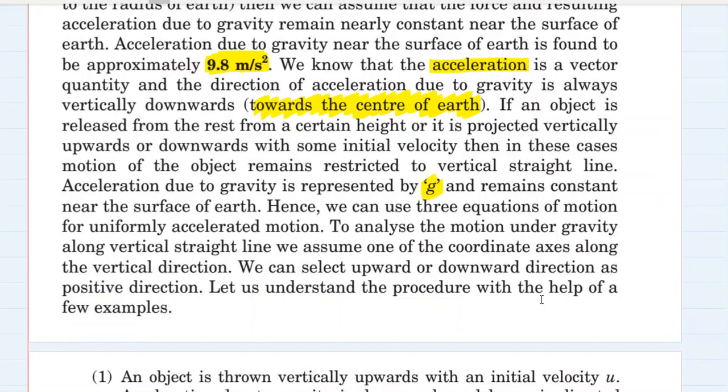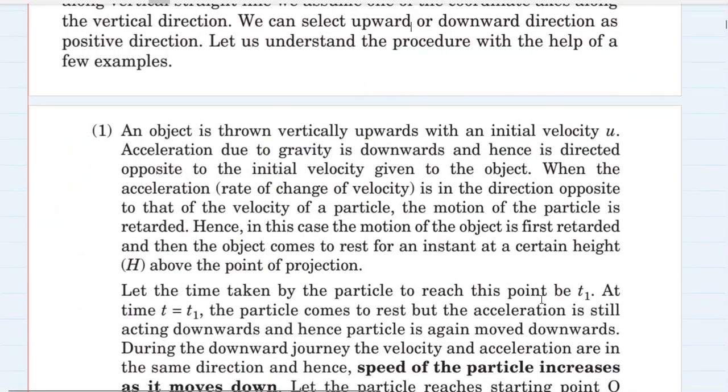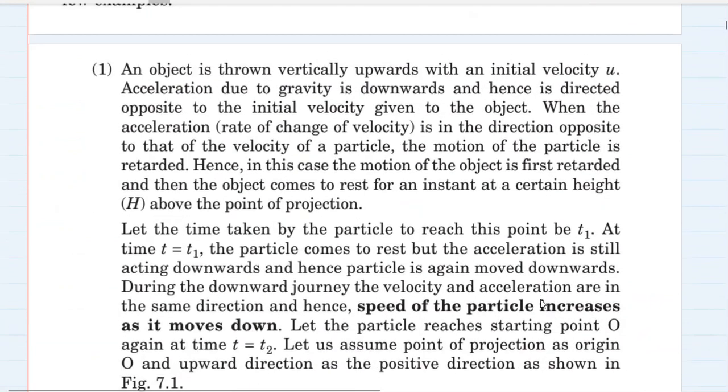To analyze the motion under gravity along vertical straight line, we can assume one of the coordinate axis along the vertical direction. Then we can select upward or downward direction as positive direction, and let us understand the procedure with the help of few examples. For example, an object is thrown vertically upwards with initial velocity u. Whenever an object is thrown vertically upwards, its initial velocity will not be zero. It will have some quantity. Acceleration due to gravity is downwards and hence is directed opposite to the initial velocity given to the object.